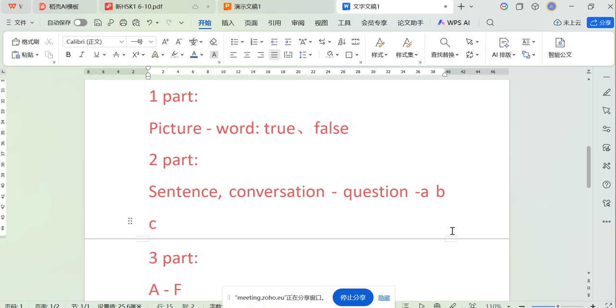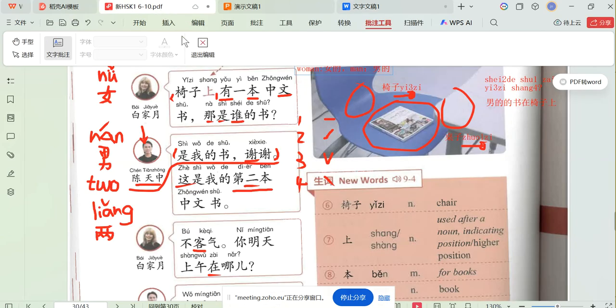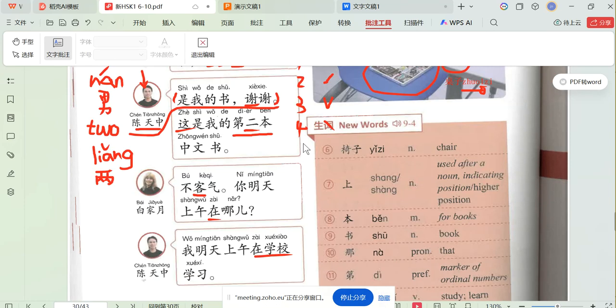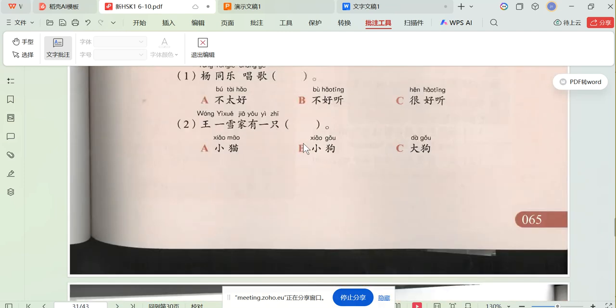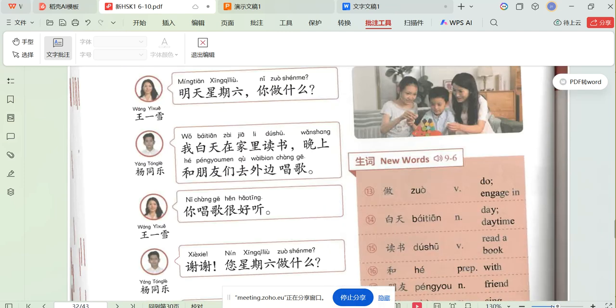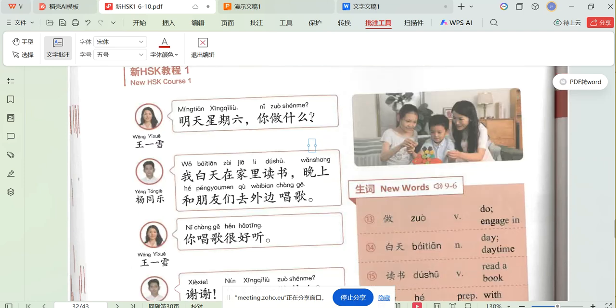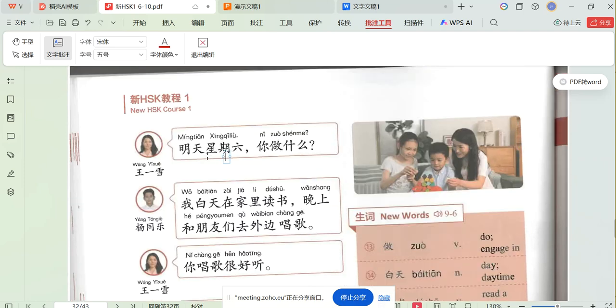Got it? I think I've lost you. So I will have more questions to ask you. You should get used to answering questions after you read a conversation. Let's see the next conversation. What do you do on Saturday, tomorrow?